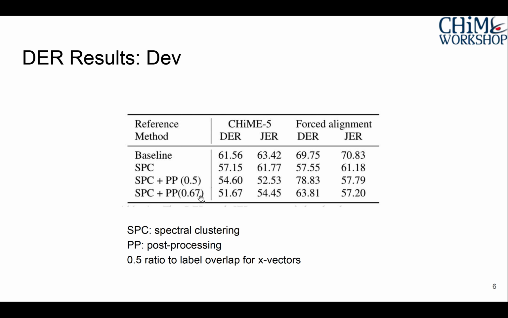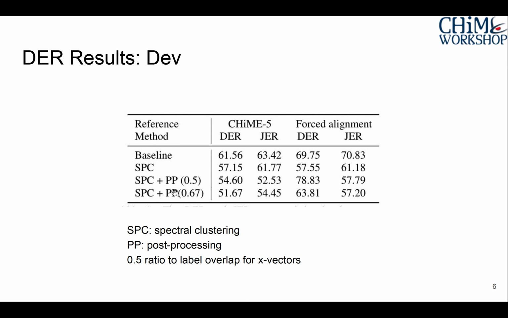And the last setting, we use spectral clustering and post-processing, where the ratio is set to 0.67. As we know, there are two different ground truth references for the diarization. One is generated from the CHiME 5 RTTM, and the second one is generated from the forced alignment. If we don't consider the overlap, which means we only apply the spectral clustering, the two DERs are not quite different.